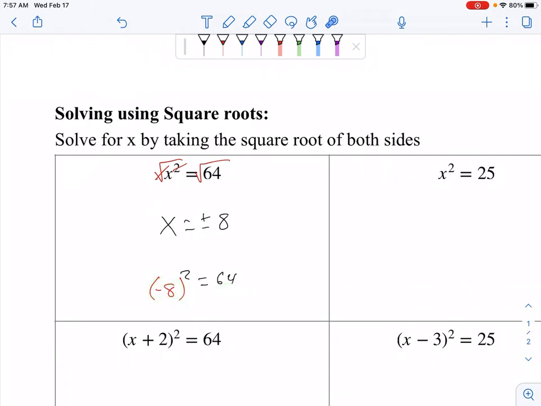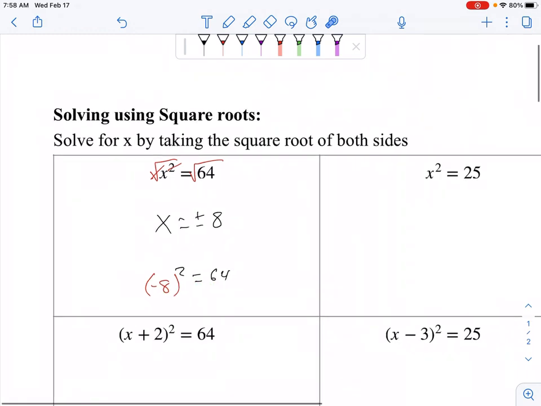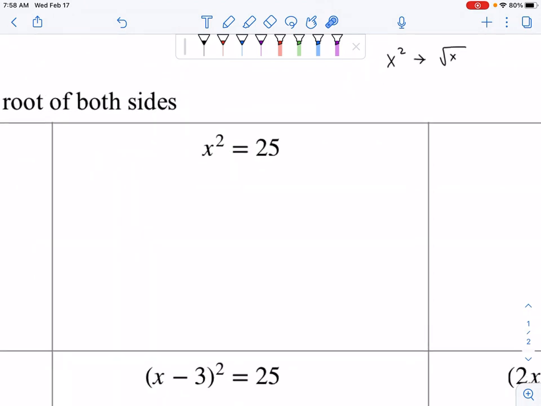So that's why it could be the positive or the negative value, because when we have a squared, the number stays the same, but the positive or negative value could be squared to get us to our answer. So there's just two answers with these, okay? So you'll get comfortable with that positive or negative.